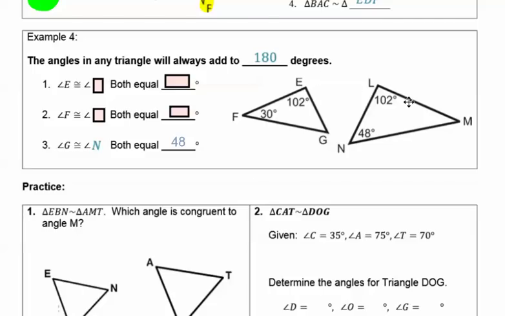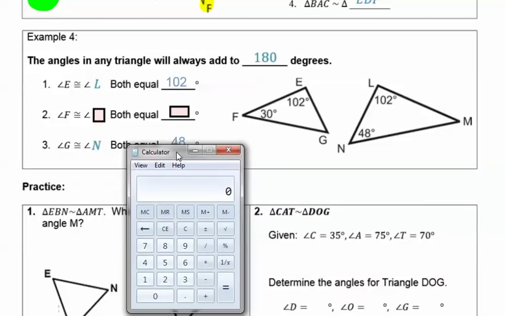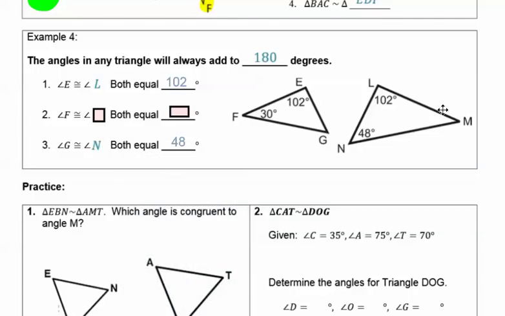We already saw that E and L are 102, so angle E and angle L are congruent, and they both equal 102. And then if we wanted to double check on that other missing angle, angle M, it would be 180 minus 102 minus 48, and we do get 30 for angle M. So you can write that in also. So angle M and angle F are congruent because they are both 30 degrees.